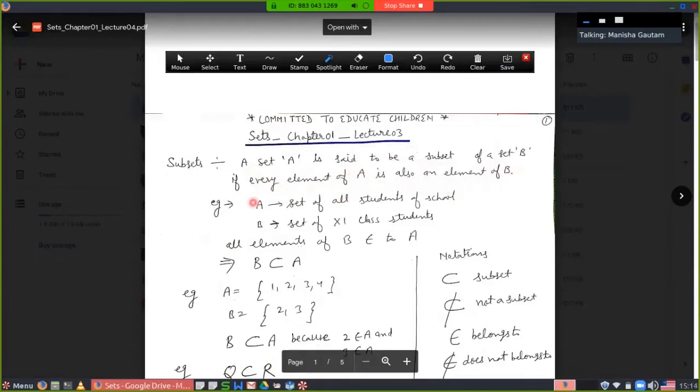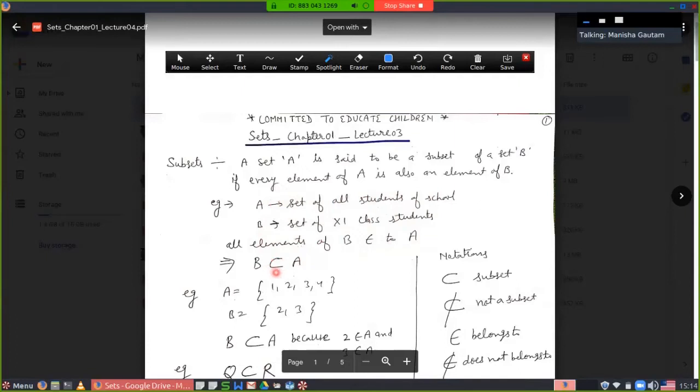Now, for example, take a set A, the set of all students of a school. B is the set of 11th class students. Now you know all the students of class 11 are also included in the set of all students of the school. It means every element of B belongs to A. So B is a subset of A.